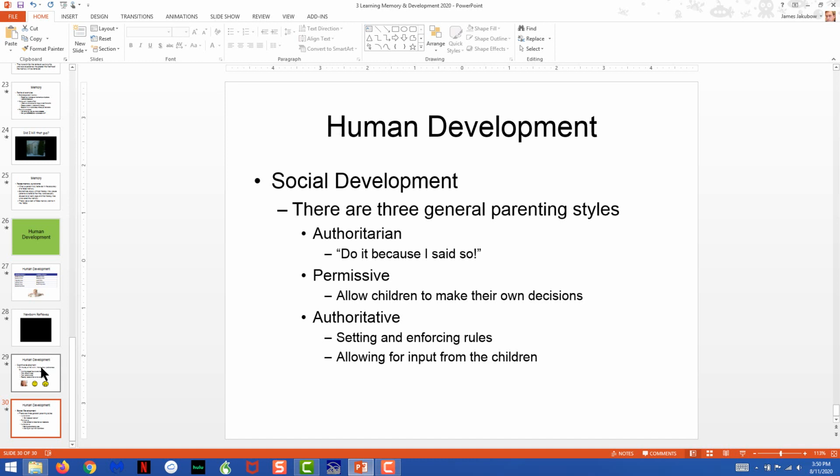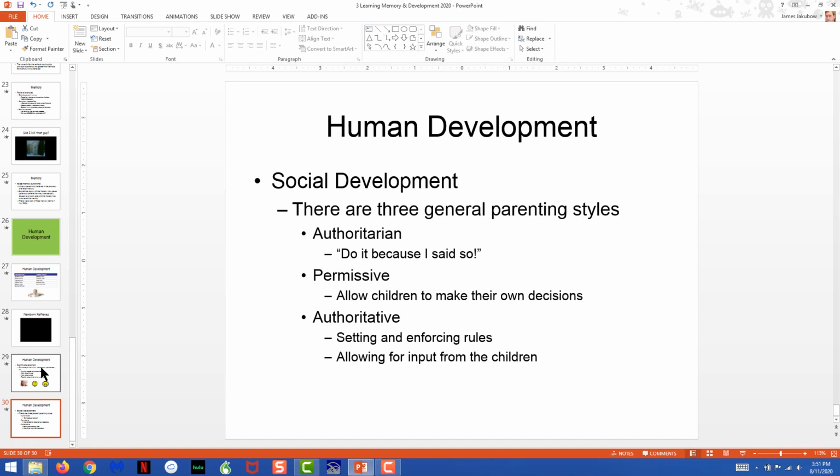And the authoritative is really kind of the one that rides the fence between the two. Authoritative generally refers to scenarios in which expectations for behavior are set and enforced, but that they are not enforced always, that there are some openings for context or special circumstances that may modify the rules a little bit.